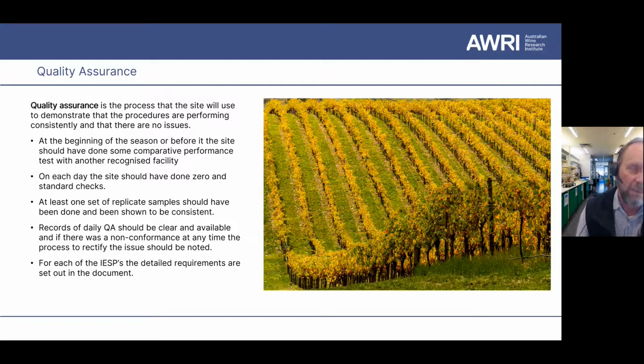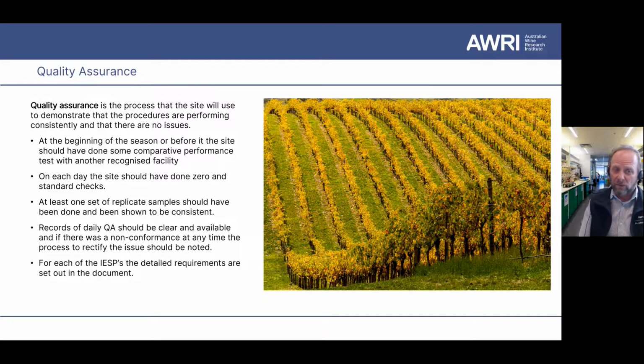The next thing that should be assessed is quality assurance. Quality assurance is a process that the site will use to demonstrate that the procedures are performing consistently and that there are no issues. At the beginning of the season or before it, the site should have done some comparative performance tests with another recognised facility, or perhaps been involved in a ring test for these tests.